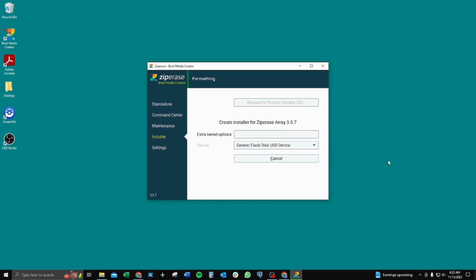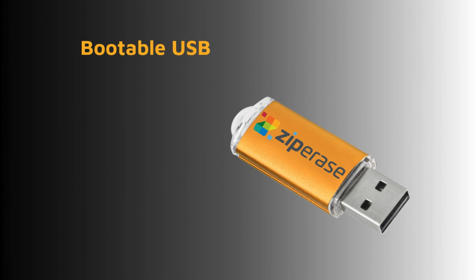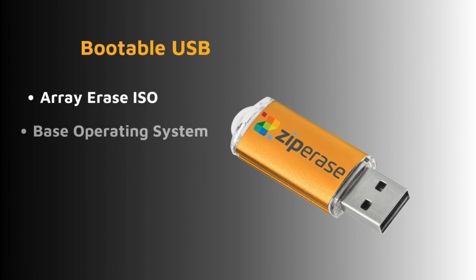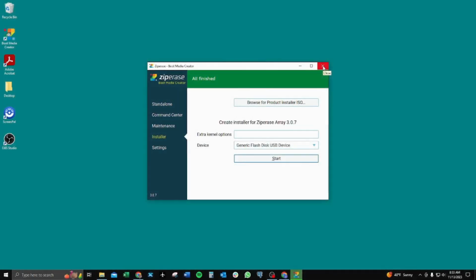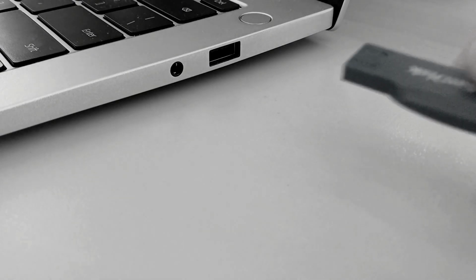This is going to begin the process of formatting and installing the Array software to create our bootable USB drive. The green progress bar up here will keep us updated. Once it's done, we'll see the All Finished message on the green progress bar. That's it. We've got a bootable USB complete with the Array Erase ISO, the base operating system, and application stack. We can close this window, safely remove our USB from this computer, and plug our Array USB into our host computer.